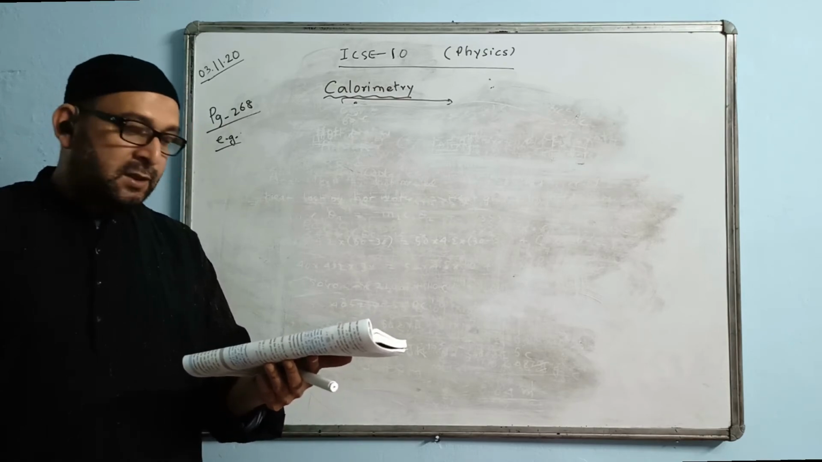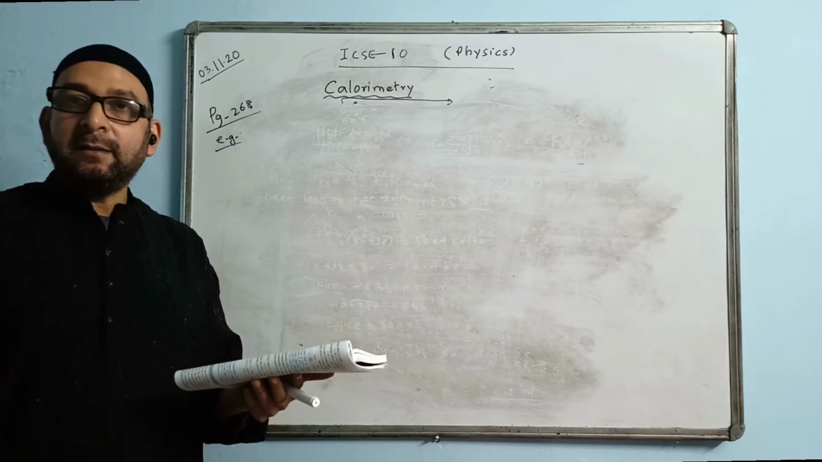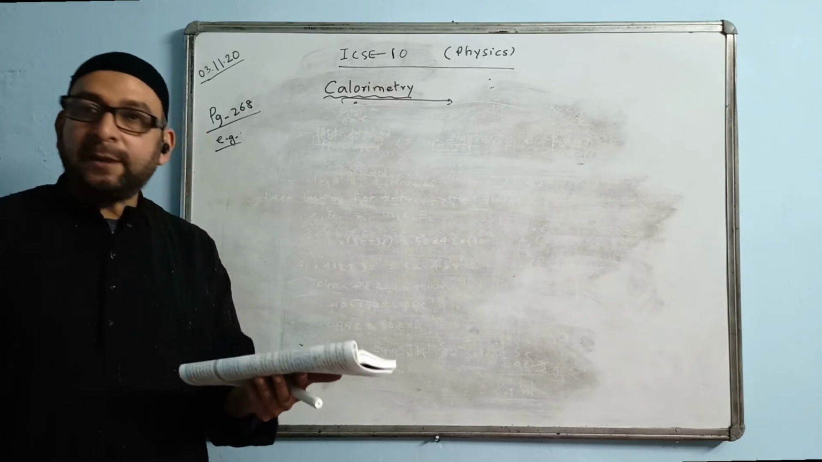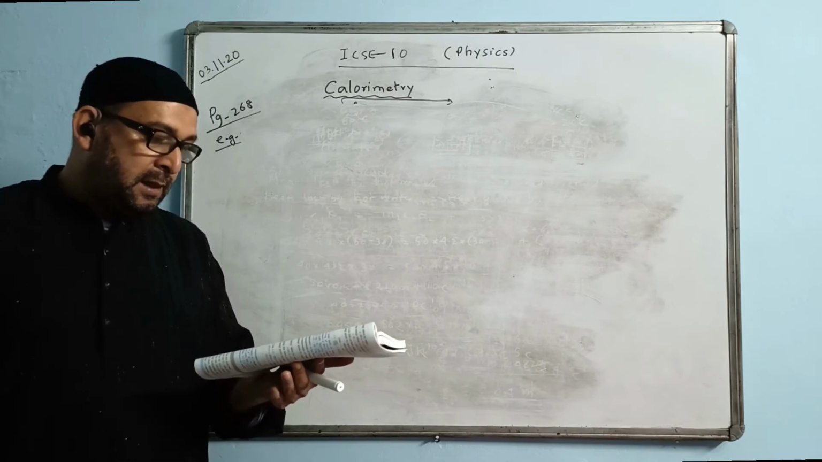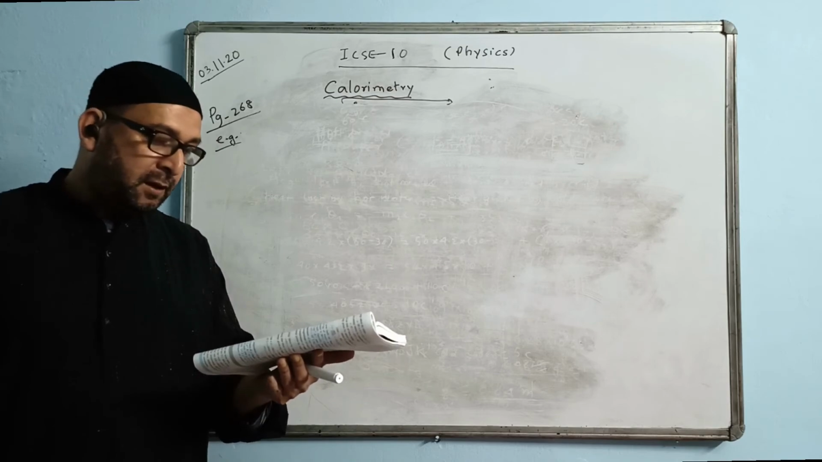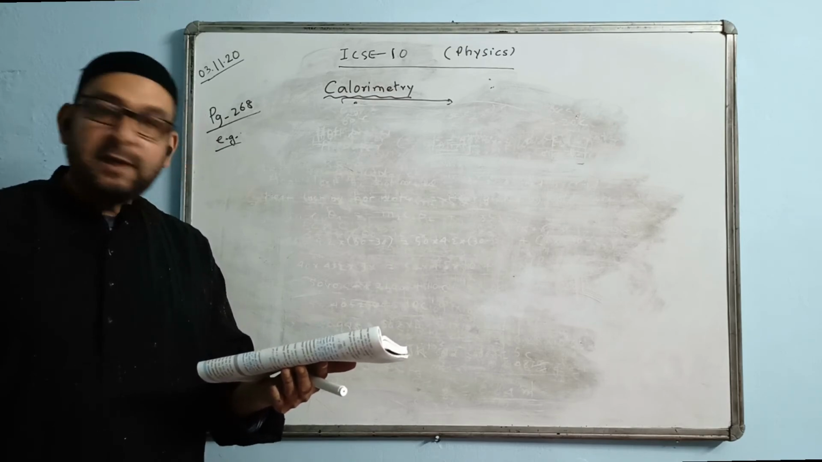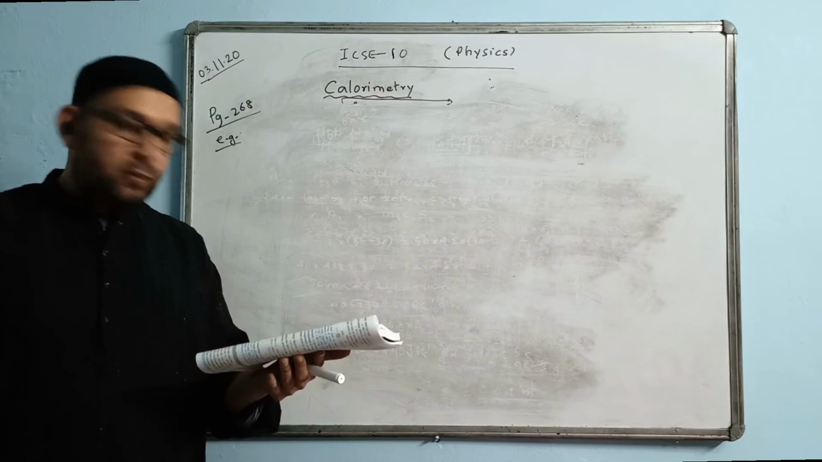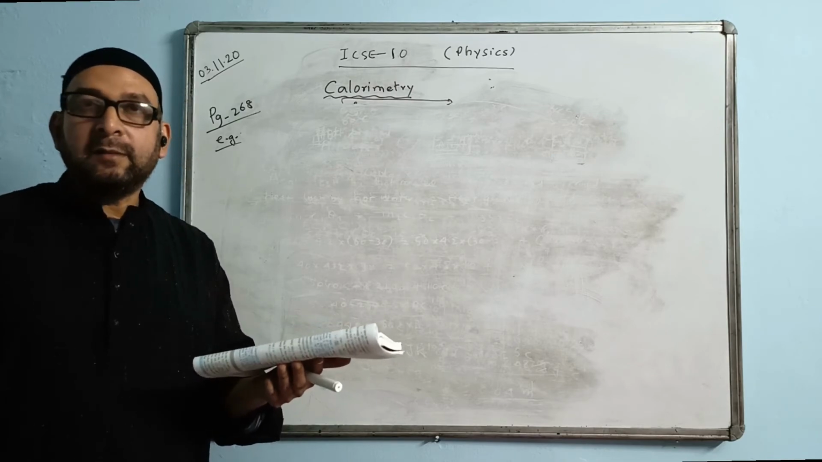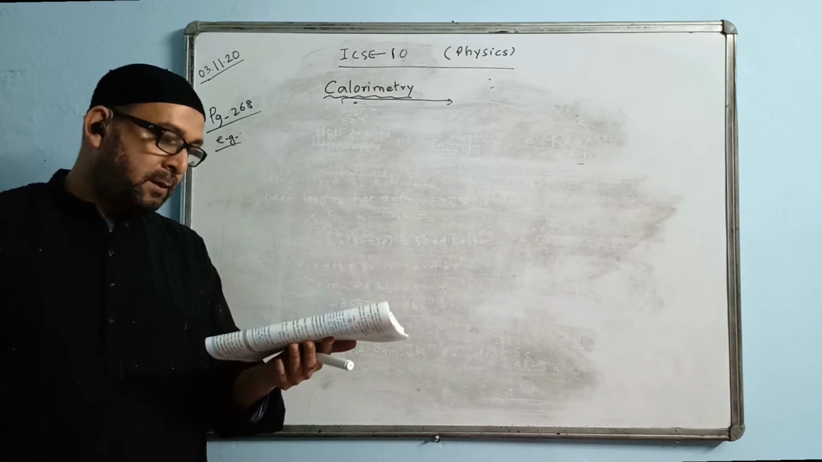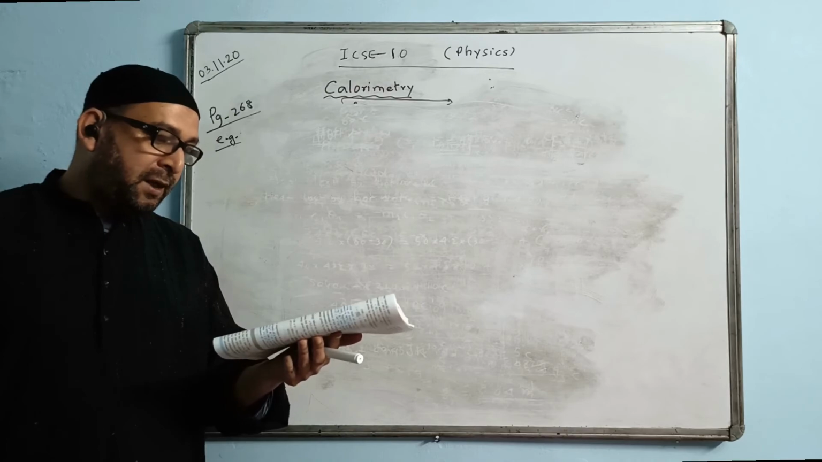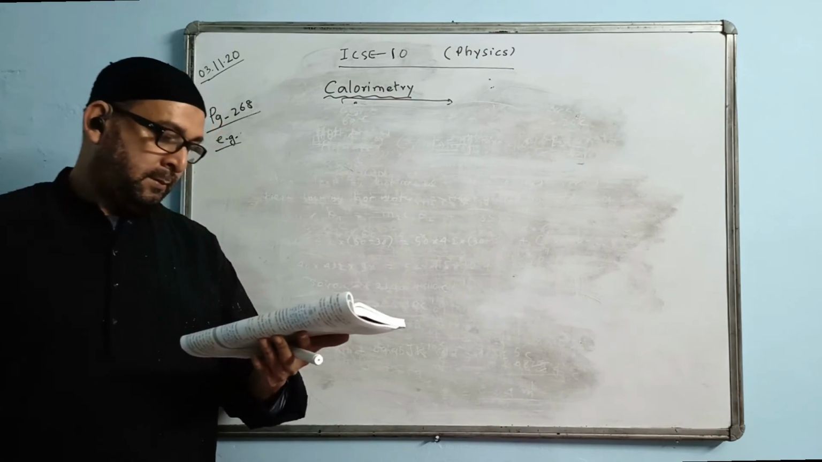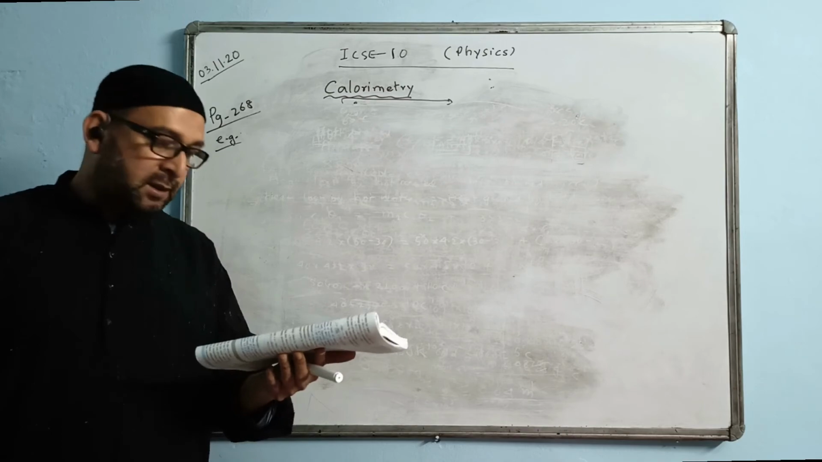Then it is added in a calorimeter of mass 50 gram and specific heat capacity 0.42 joule per gram per Kelvin, containing 50 gram of water at 20 degrees Celsius.